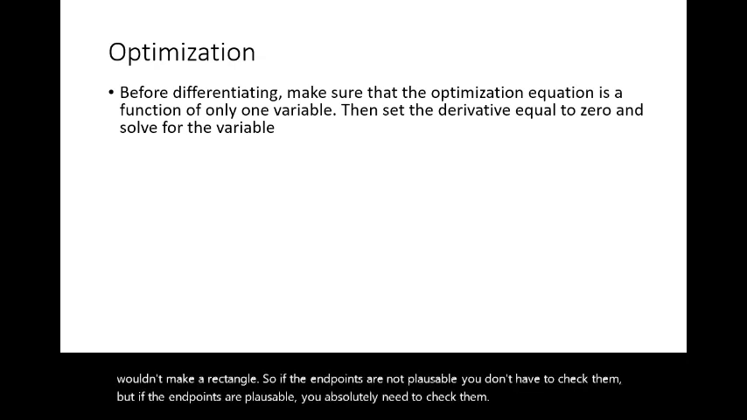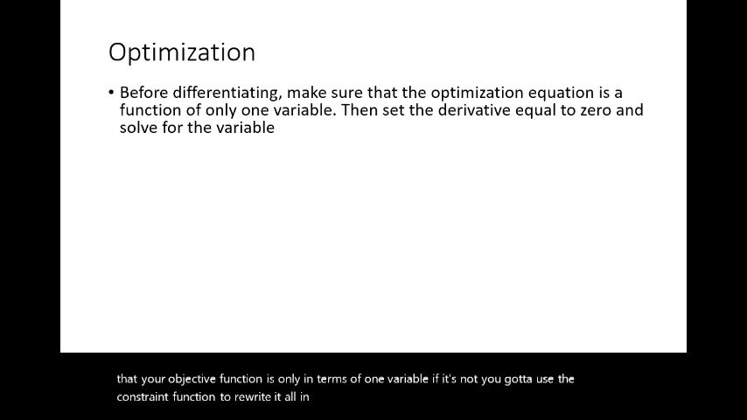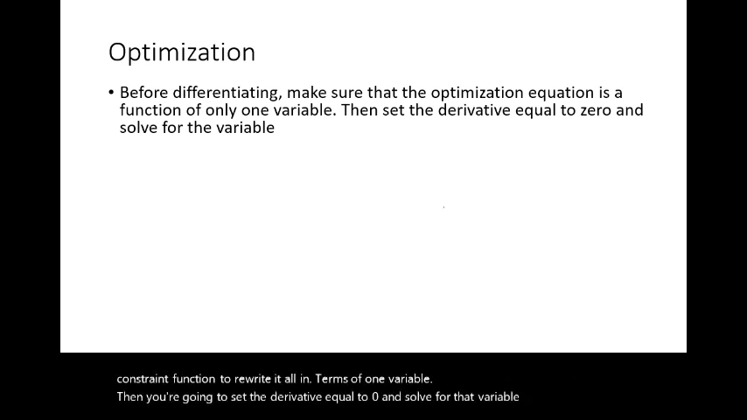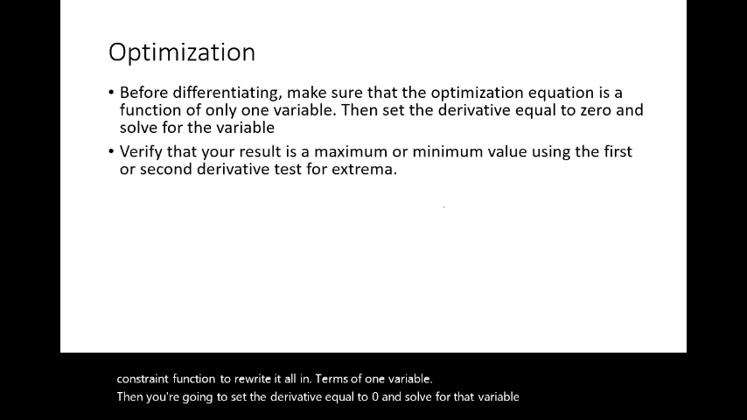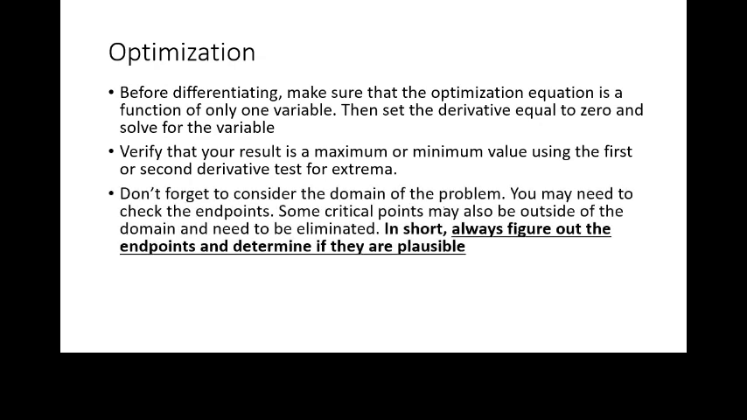Before you take any derivatives, make sure that your objective function is only in terms of one variable. If it's not, you have to use the constraint function to rewrite it all in terms of one variable. Then you're going to set the derivative equal to 0 and solve for that variable. You do need to make sure that it is actually a maximum or minimum using either the first derivative test or the second derivative test.